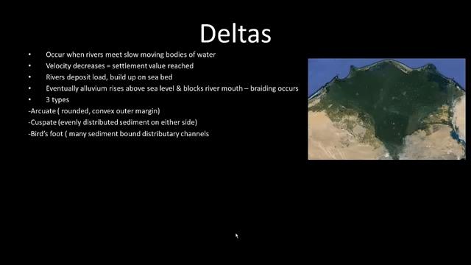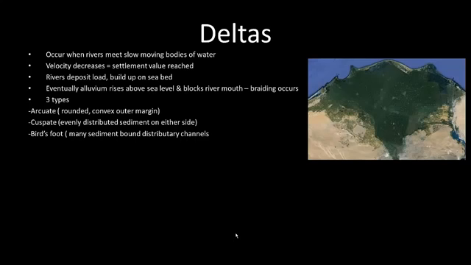See, we're going back to the Hjulström curve here. Settlement value is reached, so material is deposited. This builds up on the seabed, and over time the alluvium, which is a good word to use here, rises above the sea level and blocks the river mouth, which causes braiding to occur. Alluvium is just the material that's deposited.